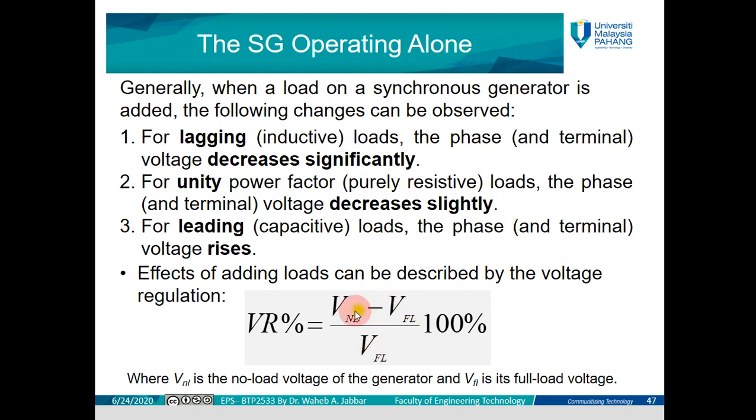So if V no load is equal to V full load, the voltage regulation is equal to 0. So this is the ideal case. If V no load is higher than V full load, that means the voltage regulation is positive, and this is the worst case or the bad case. And if V no load is less than V full load, the voltage regulation in this case will be a negative value, which means that there is a capacitive load which provides or increases the voltage of the system.